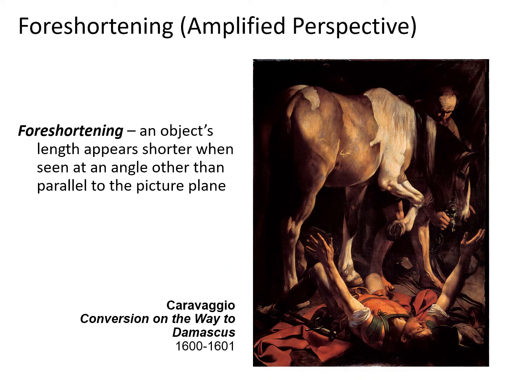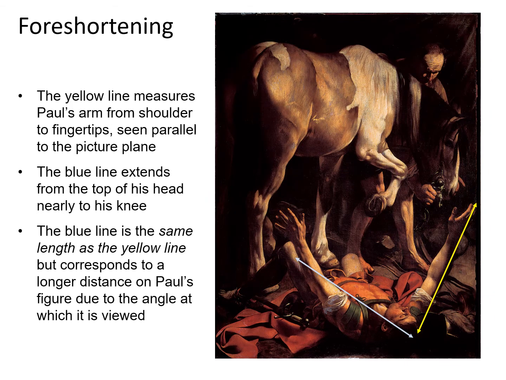Sometimes the artist has to alter or distort the appearance of the subject matter in order to make it look visually correct. Typically, this is foreshortening. Foreshortening is a member of the amplified perspective family of techniques. And this particular example is Caravaggio, the Conversion on the Way to Damascus, with St. Paul lying down there on the ground. Let's see how it works.